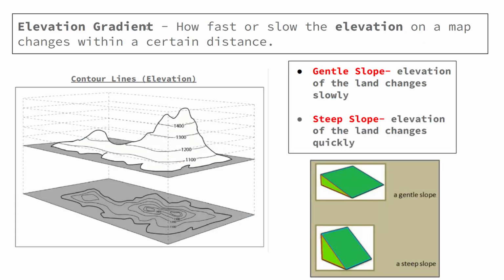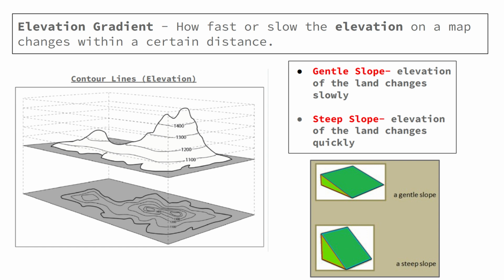So let's talk more about elevation gradient. Elevation gradient is how fast or slow the elevation on a map changes within a certain distance. Let's talk about slope first. In areas where I have gentle slope, my elevation of the land changes slowly, kind of like over here. My elevation is changing slow, so this is an area that would be easy for someone to climb versus an area with a steep slope. A steep slope is where elevation of the land changes quickly, kind of like here. This area is considered a steep slope because my elevation is changing so quick that this would actually be harder for someone to climb up.